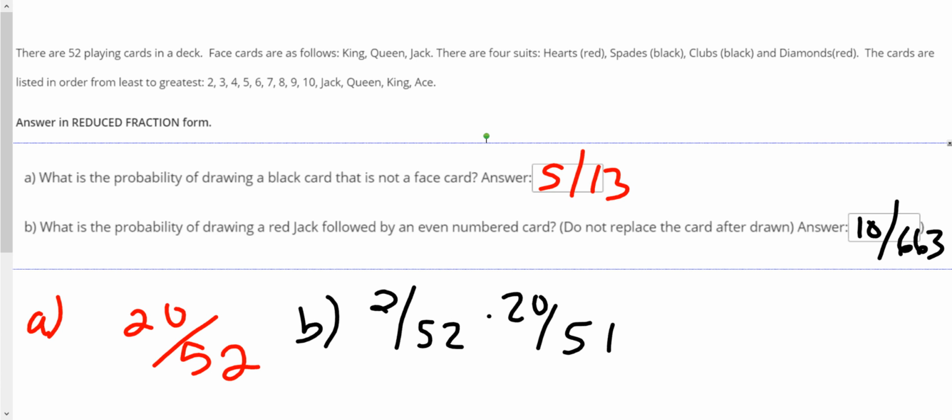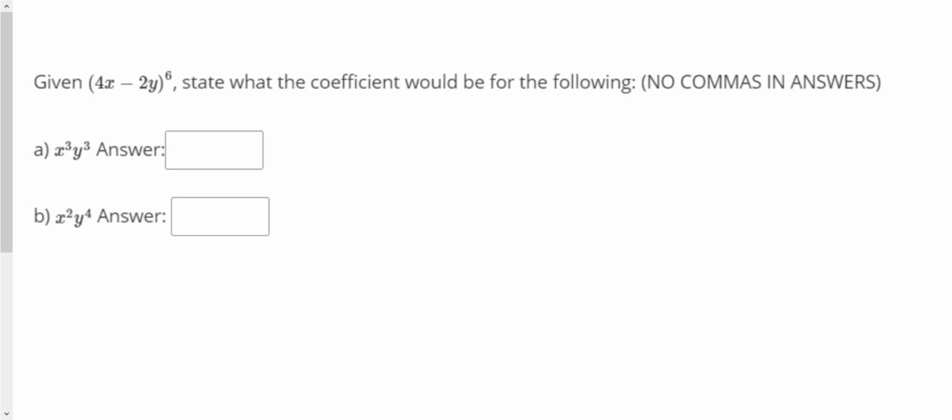Okay, let's move on to the next problem. Given (4x minus 2y) to the 6th, state what the coefficient would be for the following. We want to find x to the 3rd, y to the 3rd, and then x squared, y to the 4th. The first thing I'm going to do is look at my Pascal's triangle.